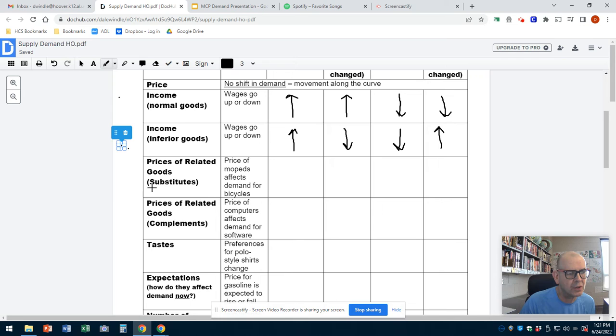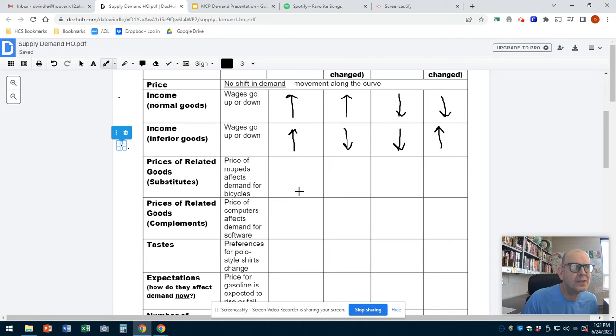And there are two kinds. There are substitutes. So in my example, I'm using mopeds and bicycles. This is a very old example. It's not a very good one because I don't think y'all are familiar with what mopeds are. They were popular in the 70s. They're like a little dirt bike with pedals, or an awkward, clunky bike, but with a motor. So they're better than bicycles, but not a lot.